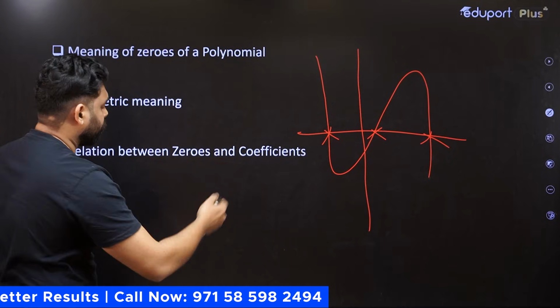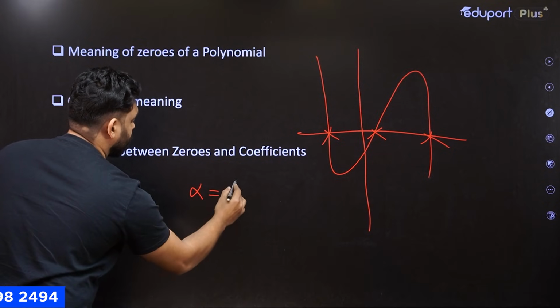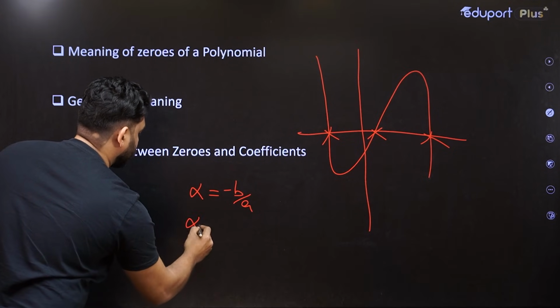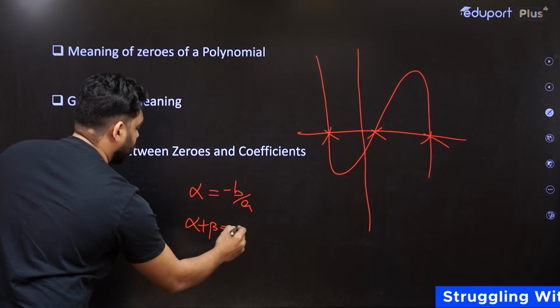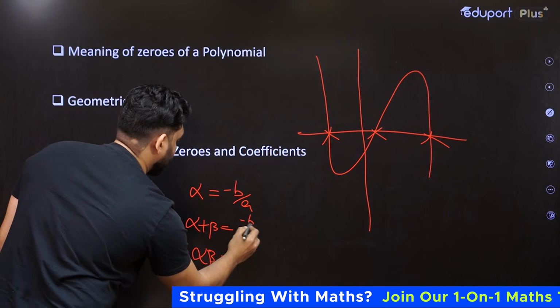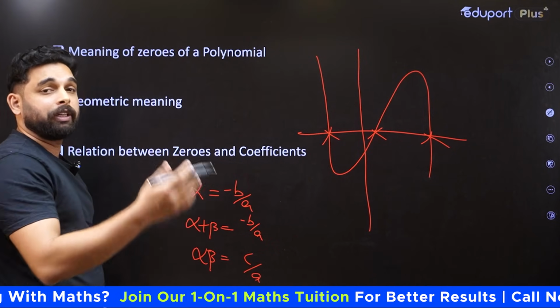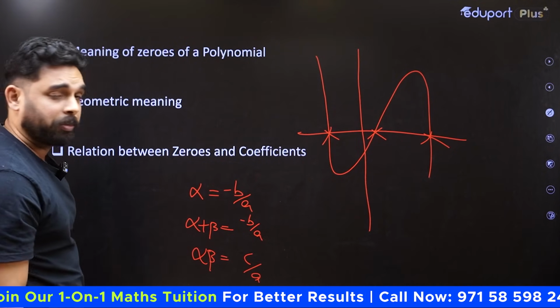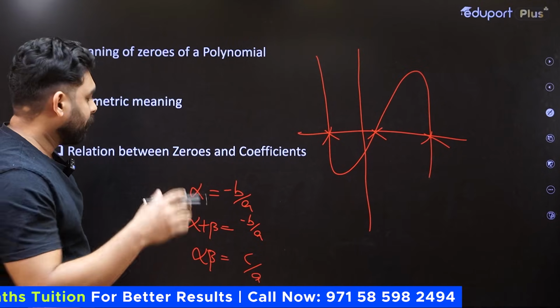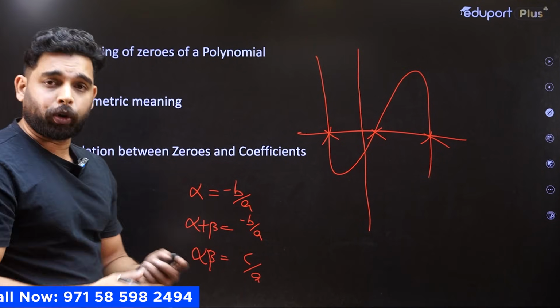In the case of first degree, that is a linear polynomial, you have to find alpha, that is minus b by a. In the second case, you have to find alpha plus beta and alpha beta, that is minus b by a and c by a. In the third case, you have to find alpha plus beta plus gamma, alpha beta plus beta gamma plus gamma alpha, and so on. Don't worry, you can score more in this chapter.